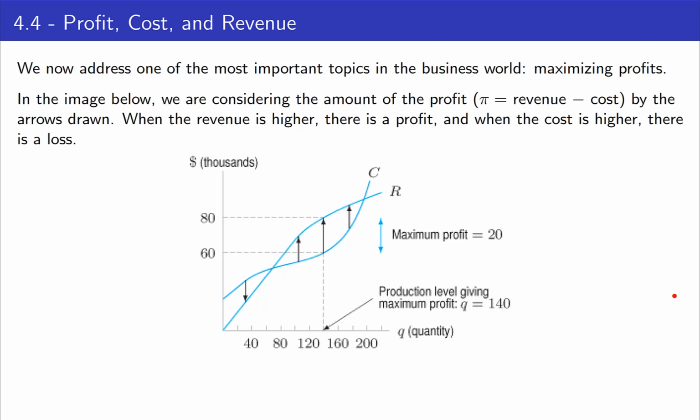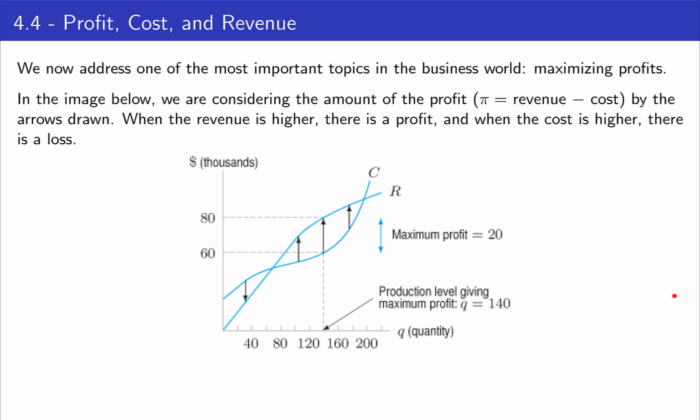In this lesson, we'll talk about profit, cost, and revenue. We've talked a little bit about marginal cost and marginal revenue, and we've looked at break-even points and all these different things related to costs and revenue, but now we want to look at the big one. We want to maximize our profits.